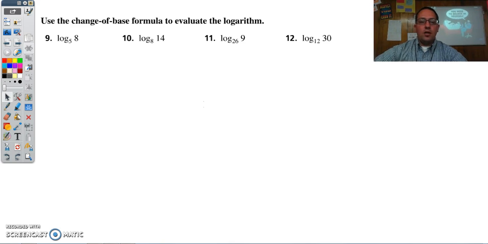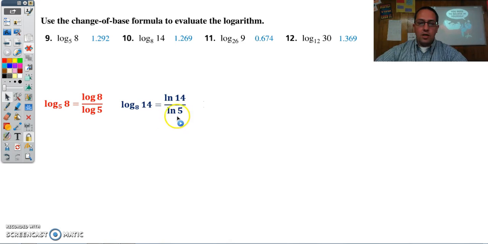All right, let's see how you did. So there are the answers. That's what you should have gotten. If not, here's how you set them up. So number 9, I used common log of the argument, 8, divided by common log of the base, 5. And you just type that in your calculator and you get that.